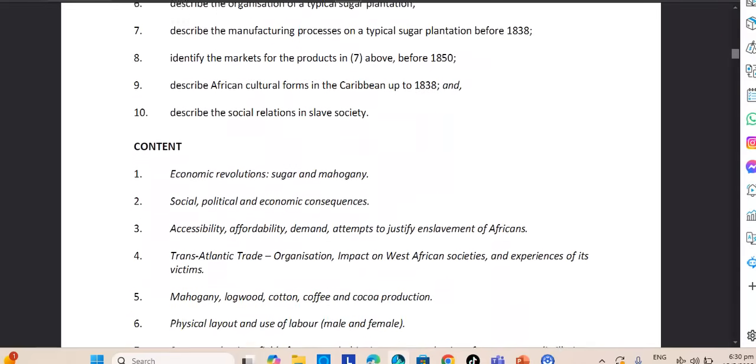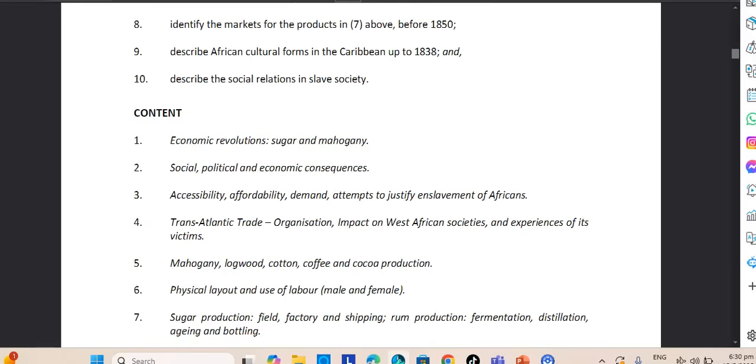Another reason for the enslavement of Africans in the Caribbean was demand for labor. The growth of sugar, coffee, cotton, cocoa, and mahogany industries in the Caribbean required a large, stable, and controlled labor force. The indigenous population had declined drastically due to disease, warfare, and exploitation, and thus could not meet labor demands. European laborers were often unwilling or unable to endure the harsh tropical climate and brutal working conditions. So what did they do? They turned to African workers, many from tropical climates, who were believed to be better suited for agricultural labor in the Caribbean.